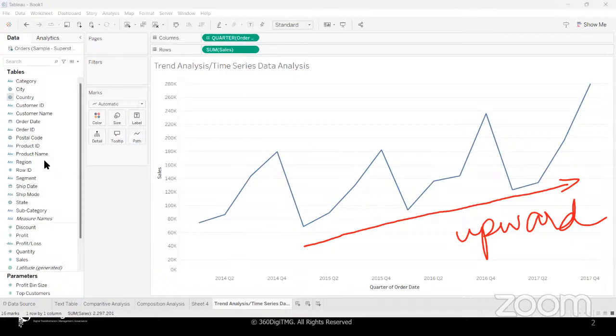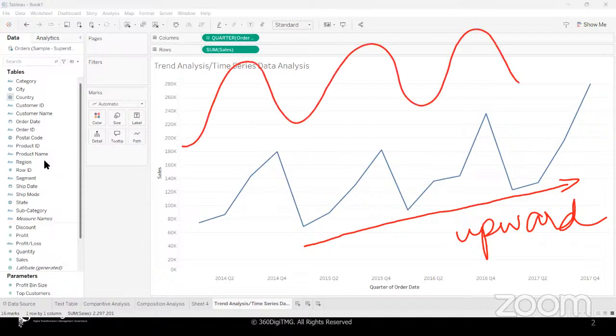Then what about the seasonality? What is seasonality? The periodic rise and fall in the data, or some sort of pattern that repeats itself at regular intervals of time. For example, take sales of ice creams. It would increase in summer, decrease in winter. Again, increase in summer, decrease in winter. That is a seasonal trend. Some pattern that is happening.